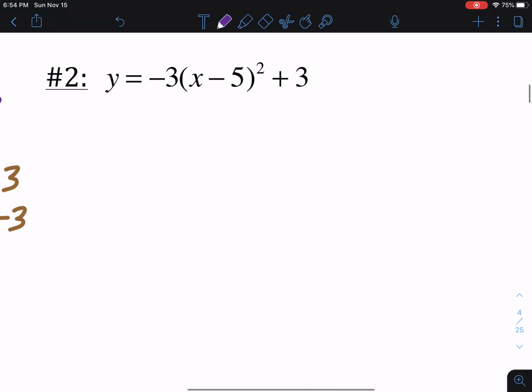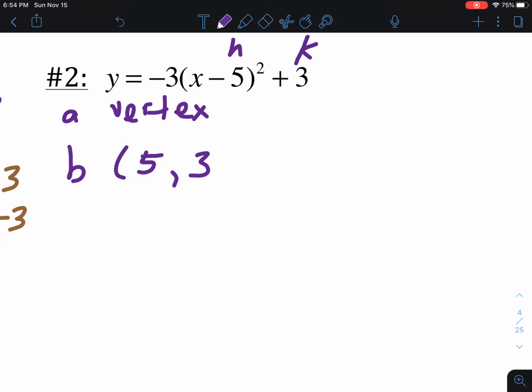Number 2, I see the parentheses there. That is vertex form. Much easier to find the vertex. Remember h, k. So that would be (5, 3). So much faster. Remember, h is opposite. So notice I didn't write -5, I wrote 5. C, what is the axis of symmetry? That would be x equals 5. Again, that comes from right here. And does it open up or down? Right after the equal sign, a is a -3. And that's going to open down.